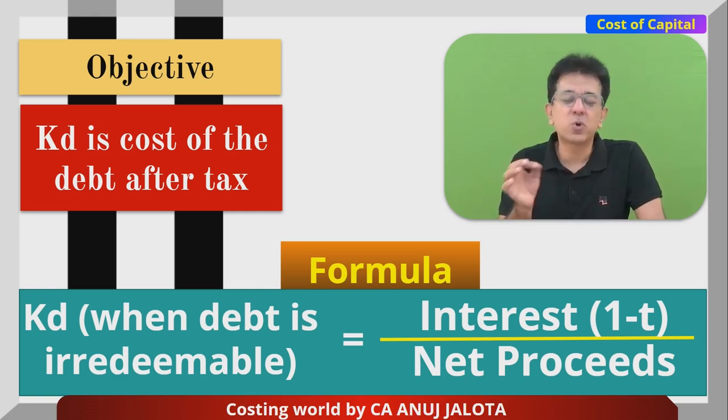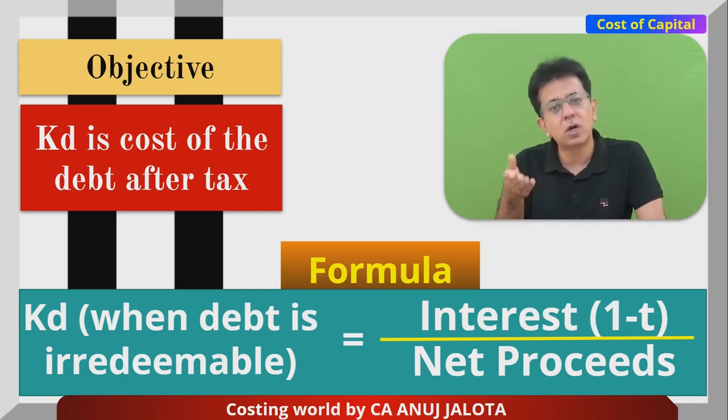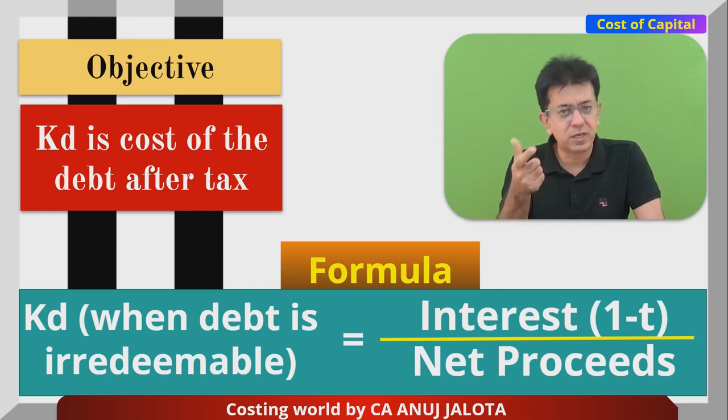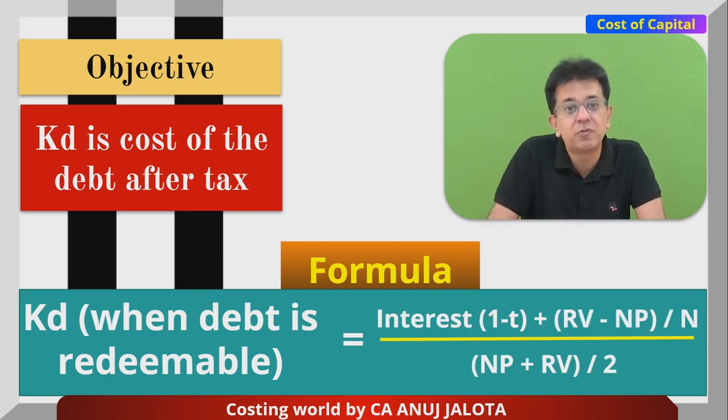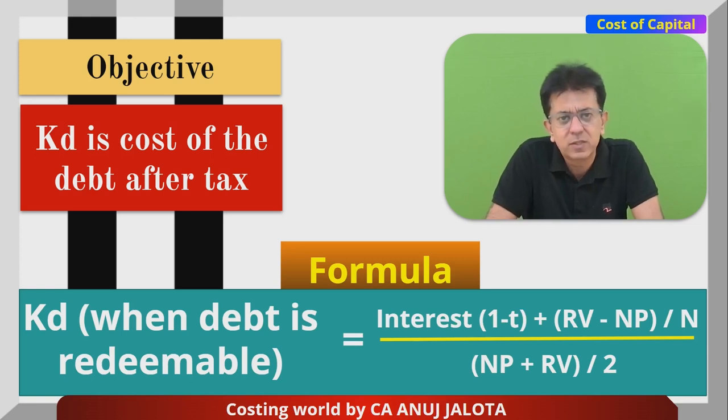You have to be finding out cost, beta. Think of the capital that you got. That is nothing but the denominator. Numerator is nothing but your net interest cost, because if you pay interest, the money goes out, but then you save some part of it in the form of income tax savings. If ever debt is redeemable, then the formula becomes interest into 1 minus tax plus RV minus NP upon N, divided by NP plus RV upon 2. This is a shortcut formula, to be very honest.